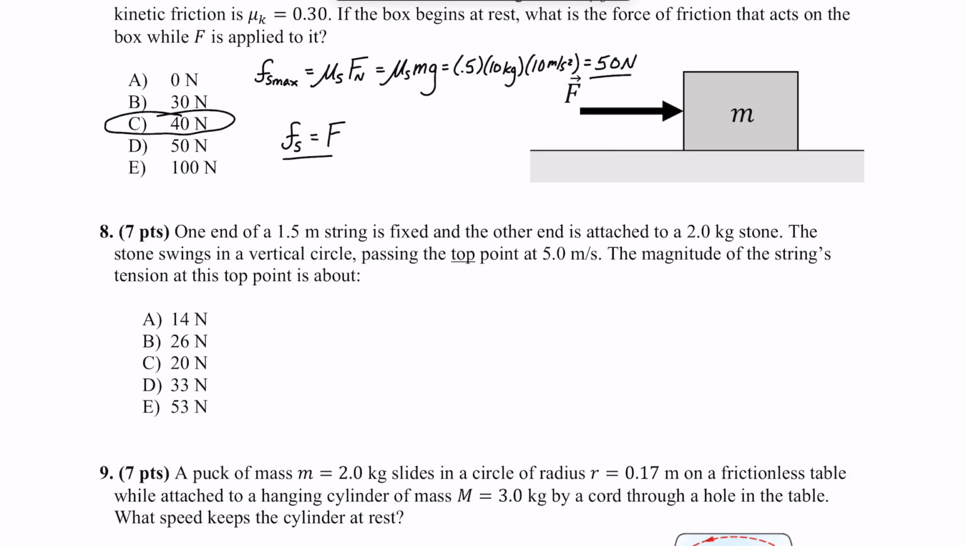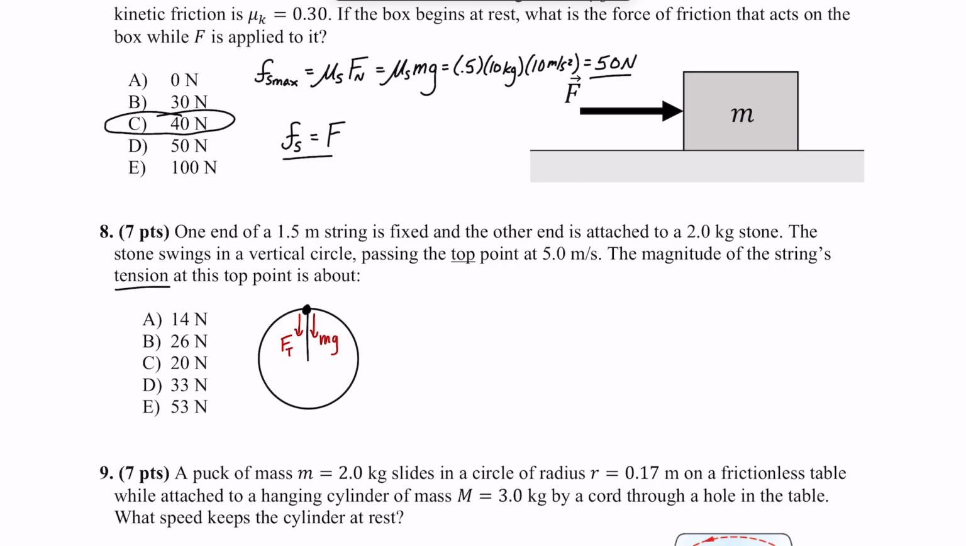In the next problem, we have an object that's attached to a string and is being spun around in a circle. And we're asked about information at the top point. Specifically, what is the magnitude of the tension at this top point? To answer this question, we'll first need to decide what forces are acting on our object. There's going to be a gravitational force pointing downwards, and the only other force acting on it is a tension force, and that's actually also acting downwards.